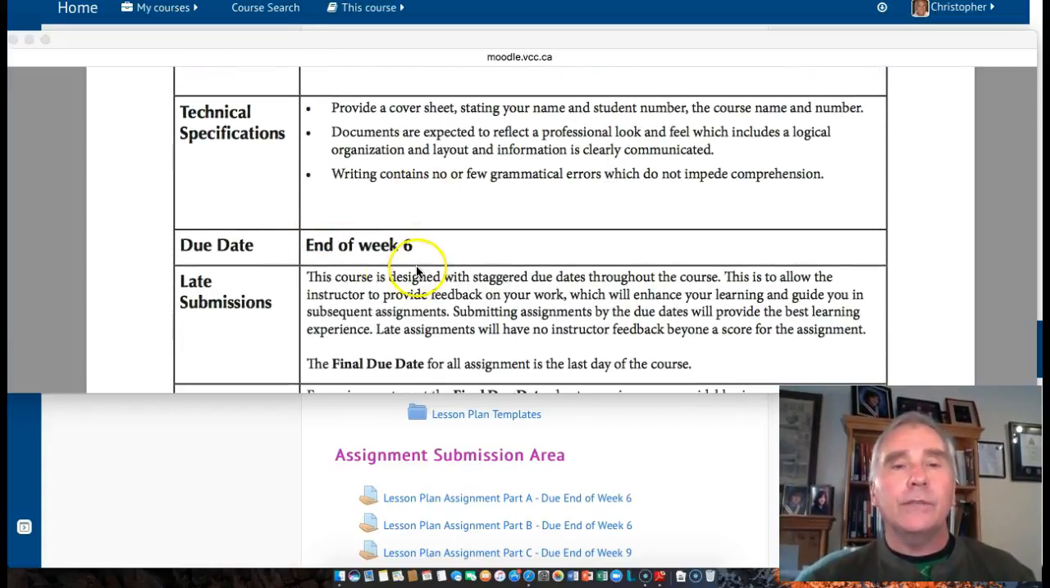It's due at the end of week 6. And the important thing I want to emphasize here, I've talked about it before, is we have staggered due dates because we're encouraging you to hand in your work for feedback.